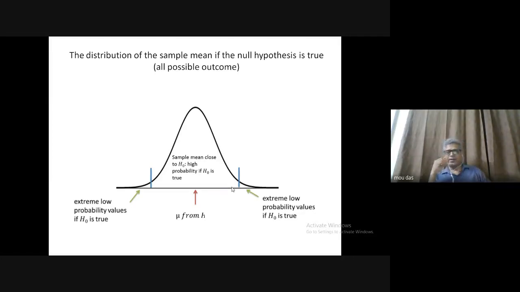But it might happen that the patients who came to us had some other factors, and we got data with a mean which is very far from the population mean. Suppose we get a mean of say 39, due to some heterogeneous population. The probability of such an occurrence, that the mean of our sample is 39 and the mean of the population is 50, is very low.